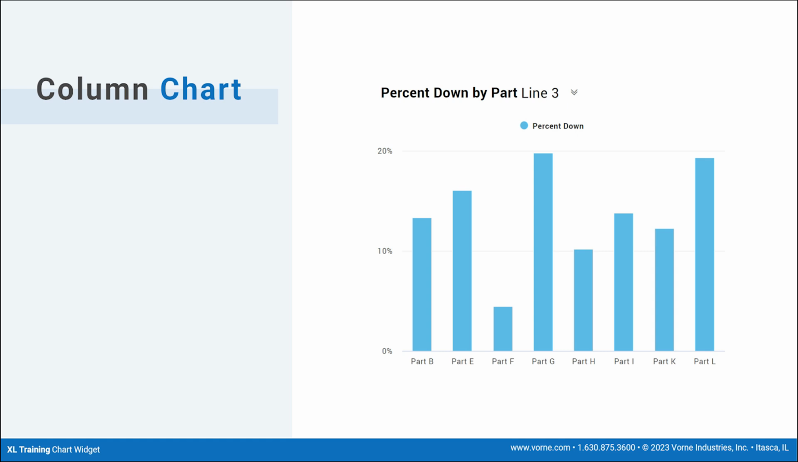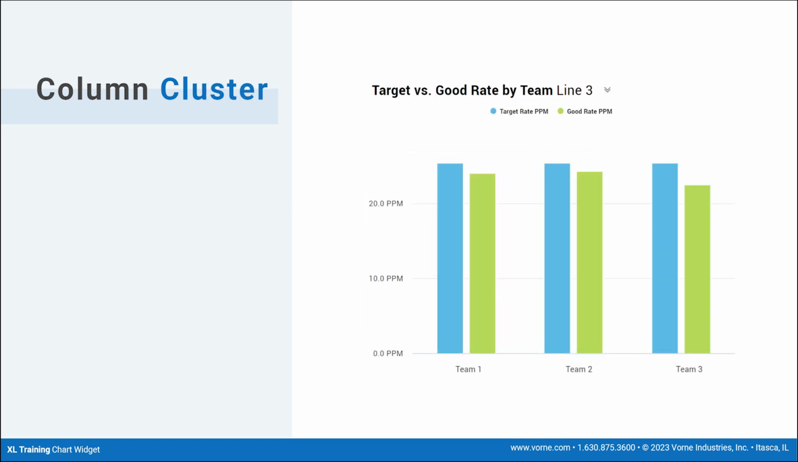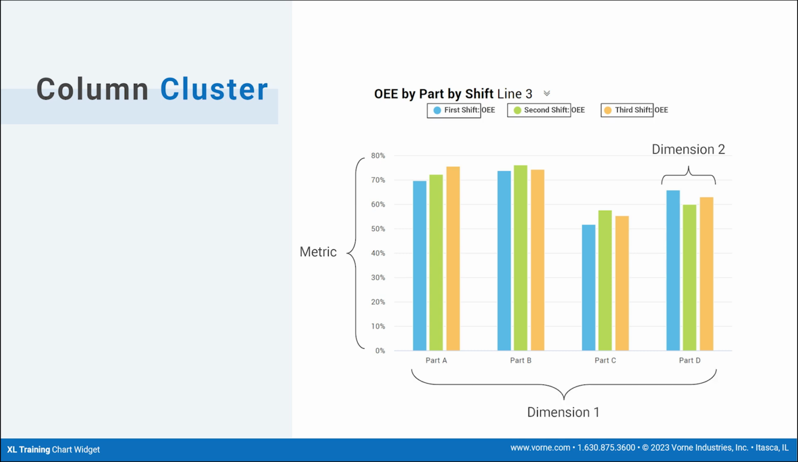Column charts are great at communicating how a single metric changes across a dimension. Column cluster charts are perfect for comparing multiple metrics across a single dimension, or for comparing a single metric across 2 dimensions.